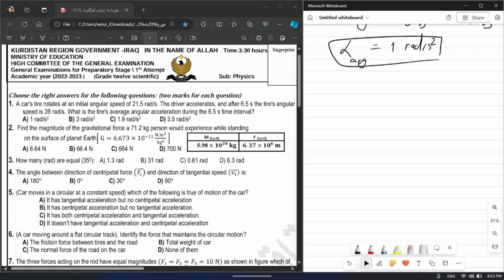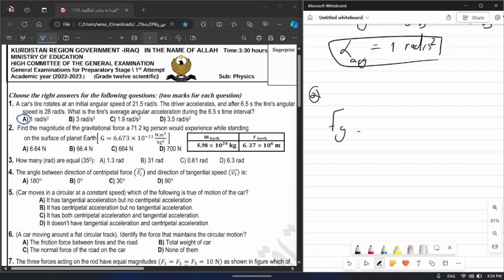Now moving to the second question, the correct answer here is going to be 1 radian per second squared. As for the second question, it says find the magnitude of the gravitational force that a 71.2 kilogram person would experience while standing on the surface of planet Earth.